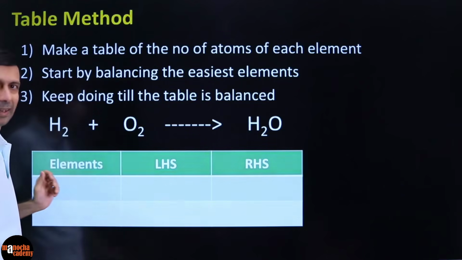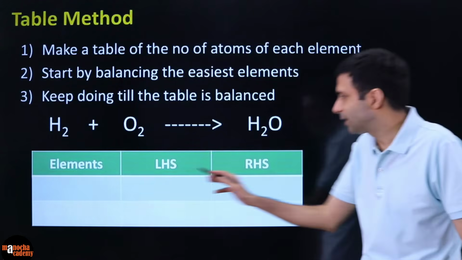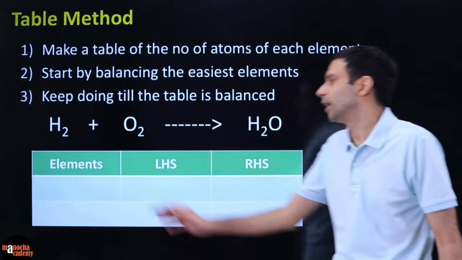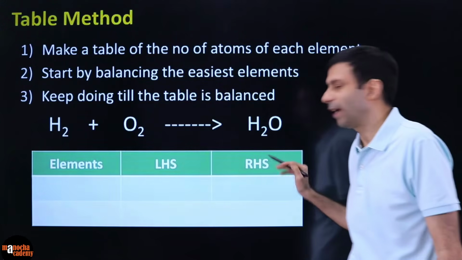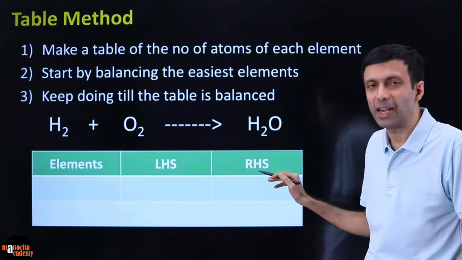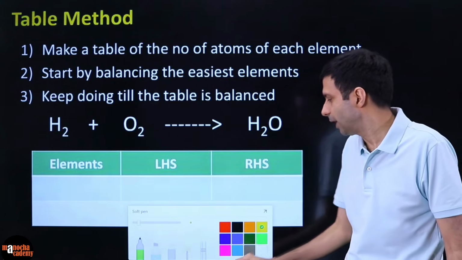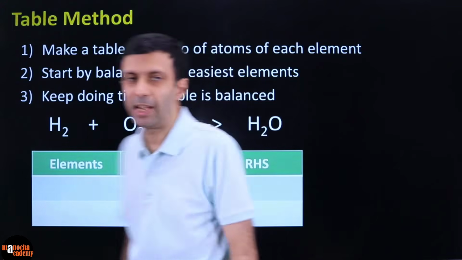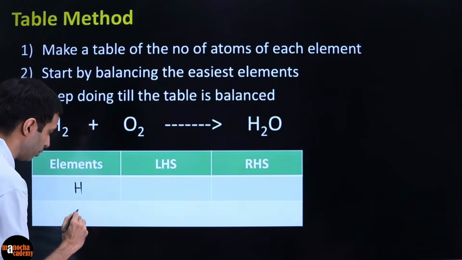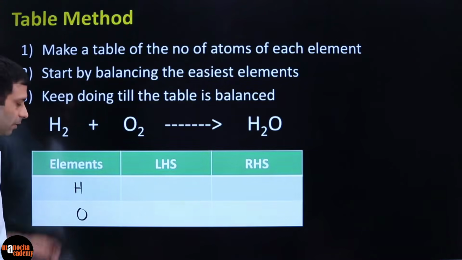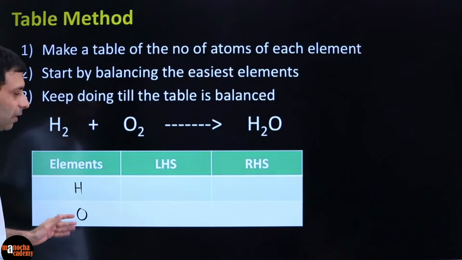So for example, we'll again take our simple example. Hydrogen plus oxygen gives us water. And everybody, please make this table right now. What is your table? There are going to be 3 columns in it. Elements, left hand side, right hand side. These are going to be the counts of the atoms. So can you guys tell me what are the elements involved in this reaction? What are the elements here? Clearly you can see the elements are hydrogen and oxygen. So let's put that in the table. Hydrogen and oxygen. You can put whichever one. Since hydrogen comes first, I put hydrogen and then oxygen.